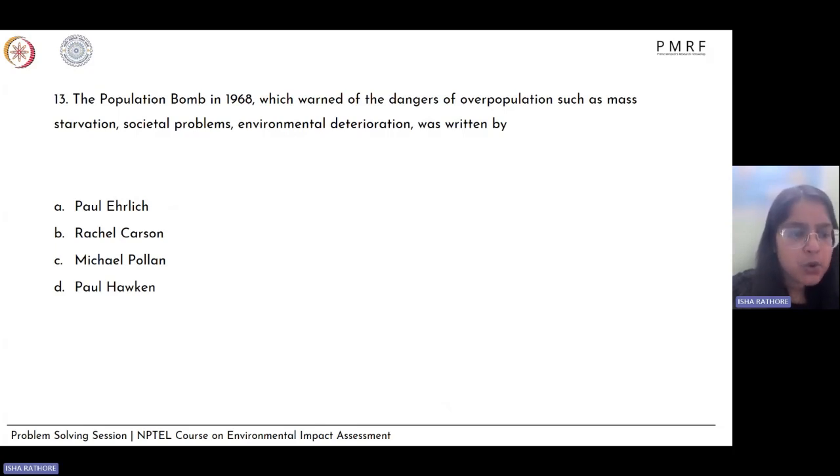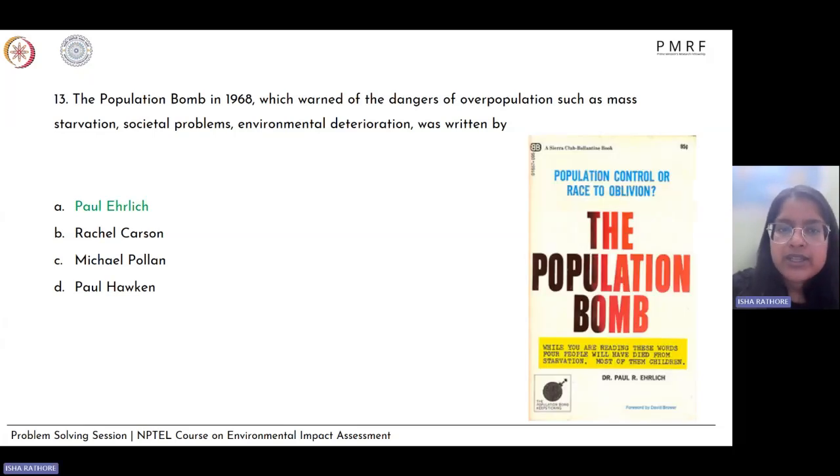Michael Pollan, or D. Paul Hawken. So the correct answer is A. That is, Paul Ehrlich wrote the book The Population Bomb in 1968, and this book discussed the dangers of overpopulation, such as mass starvation, societal problems, environmental deterioration, and so on. So this was one of the significant books which came out in 1968. So A, Paul Ehrlich, is the correct answer.